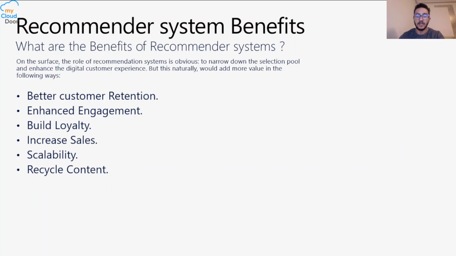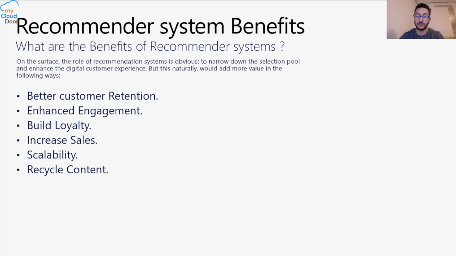So, by retaining customers, enhancing their engagement and their experience, and gaining a loyal customer base, we automatically increase our sales. And the good thing with recommendation systems is that they are scalable. No matter how many users, how many items, how much data we have, it's really scalable. After all, this is the purpose of the recommendation system. The more items we have and the more users we have, we narrow down the selection to specific recommendations.